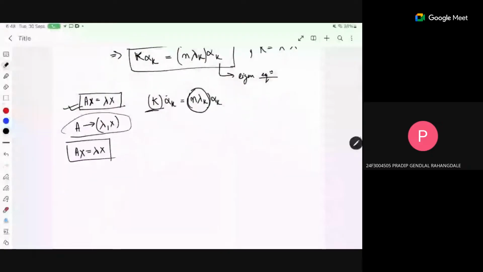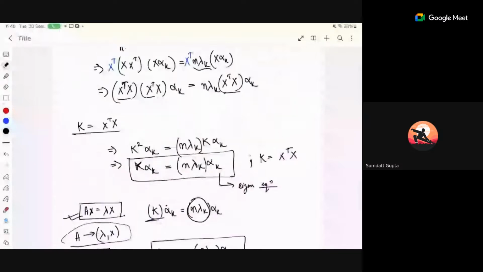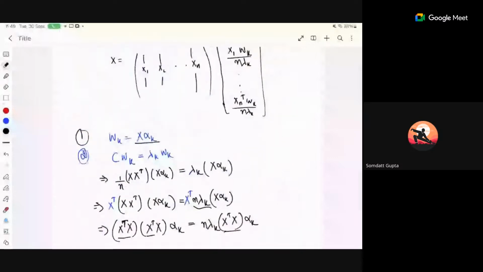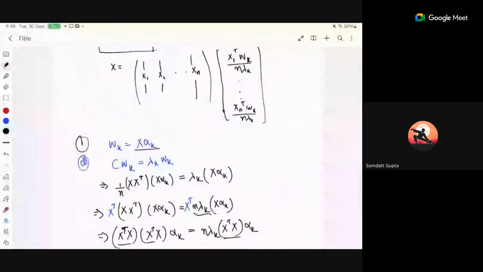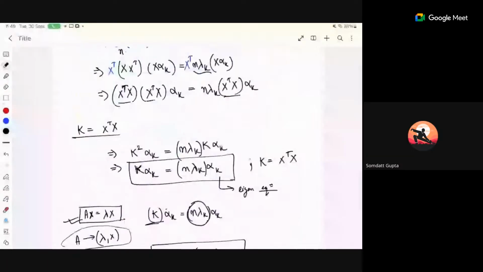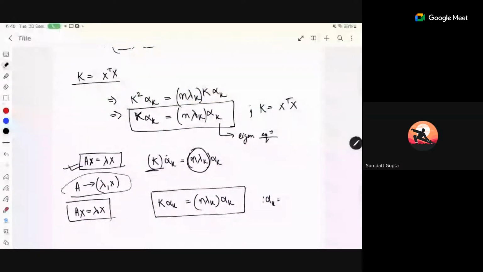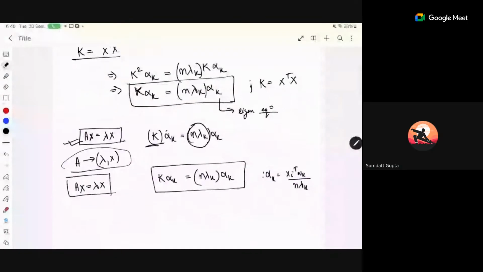So we got K of alpha K to be n lambda K alpha K. Okay. But what was alpha K for you? It was a vector with all the xi transpose wk by n lambda K coefficients. Right. So alpha K was xi transpose wk by n lambda K. And WK was what? WK was the eigenvector corresponding to the covariance matrix.